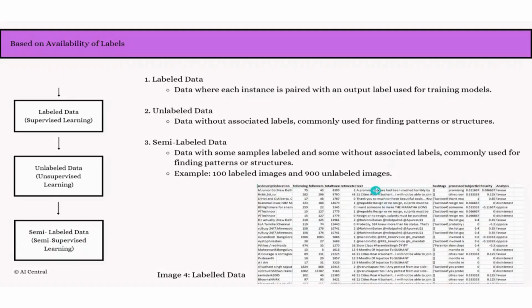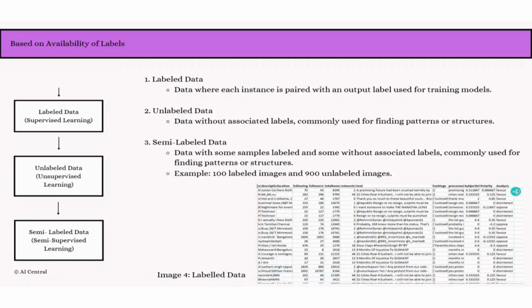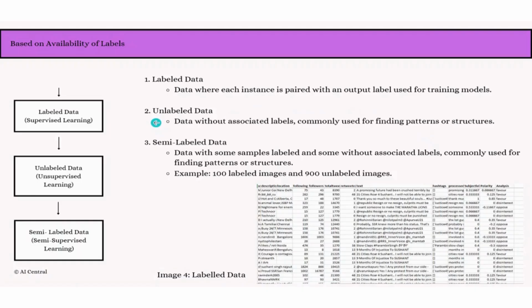Here this is a sample raw data set of tweets where text is the data of tweets and the analysis column represents the target labels like favor, disinterest or oppose, and each row over here has the associated label. So it is the labeled data. Next is unlabeled data. Now in unlabeled data there are no associated labels. So this type of data is used for finding patterns in the unlabeled data that we are having.